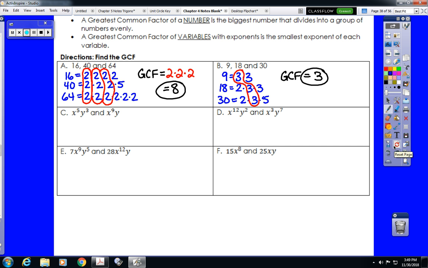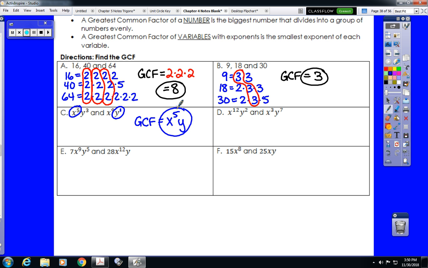So of our 2 options with x, we have x to the 5th and x to the 9th. The smaller exponent would be x to the 5th. So that's the one we would select. For the y, I have a y to the 3rd and a y to the 1st. So the y to the 1st would be the smaller exponent. This means our GCF would be x to the 5th, y to the 1st, or x to the 5th y.